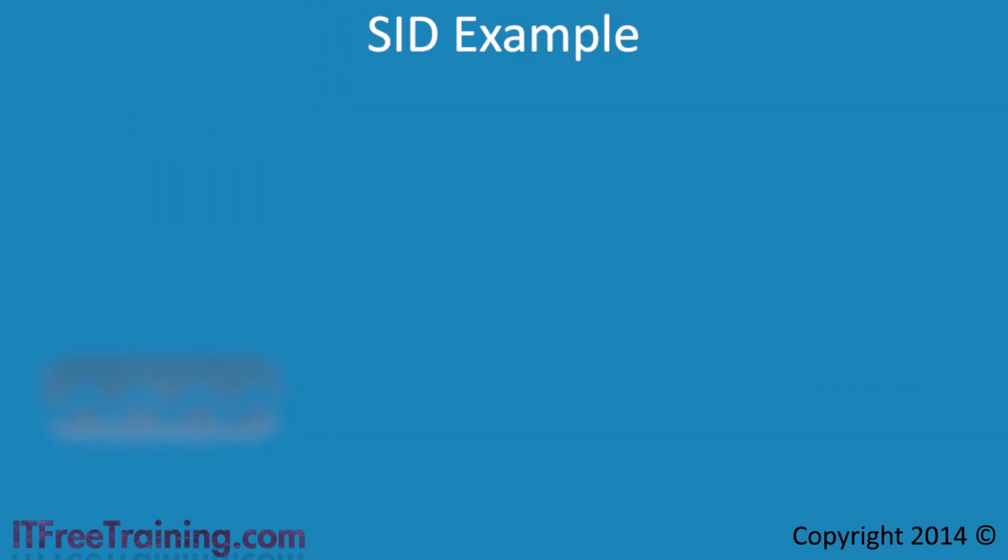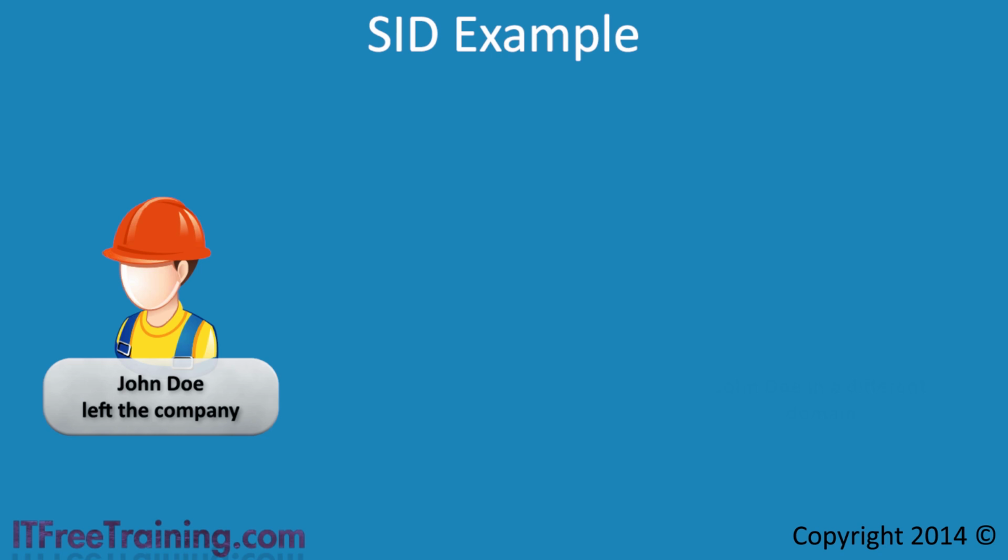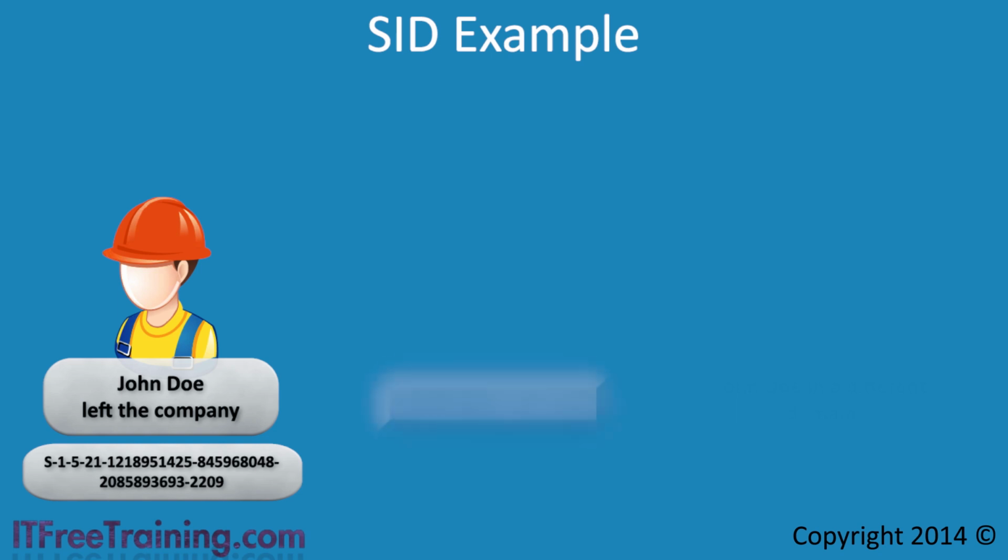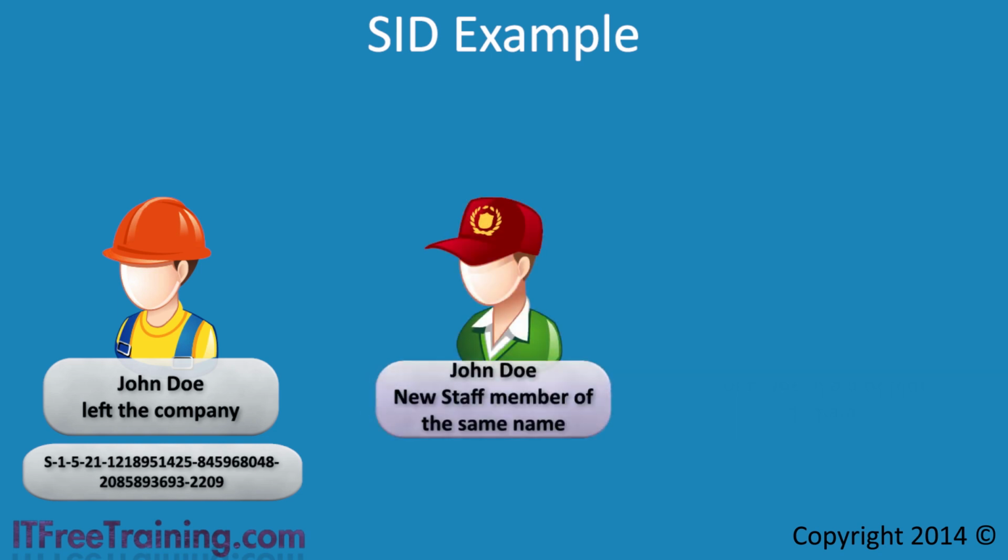Let's consider a user called John Doe, who worked for the company. When the user was created, the user was given a unique SID. John Doe later left the company, and the user account was deleted. Later on, a new user, also called John Doe, started working for the company. When this user was created, a new unique SID was created. You can see that even though the two users have the same name, Windows can tell them apart because the SIDs are different.